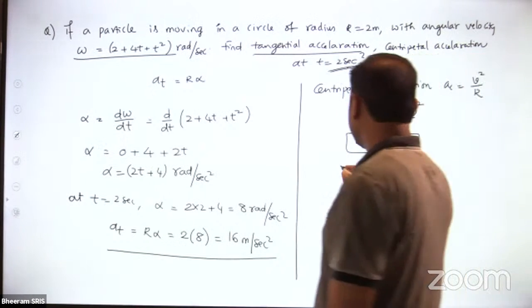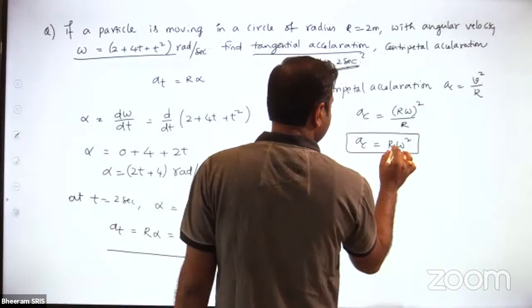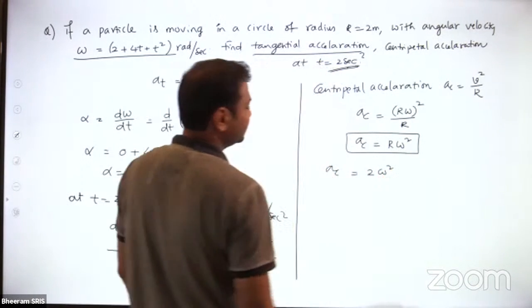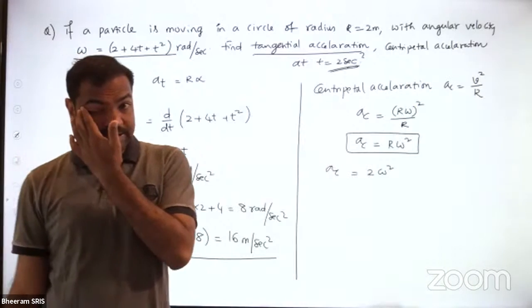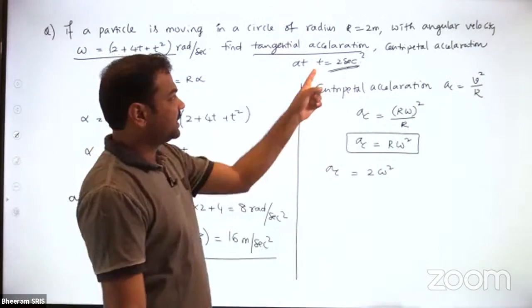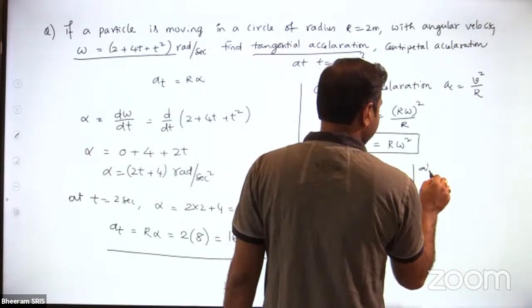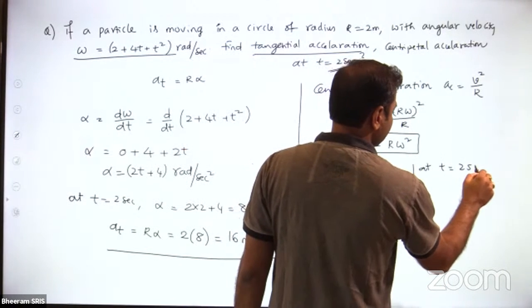So then centripetal acceleration is equal to radius, the value is 2, but what is the omega value? Omega value we don't know. As the time changes, omega changes. At a particular time, t equal to 2 seconds, omega is required.